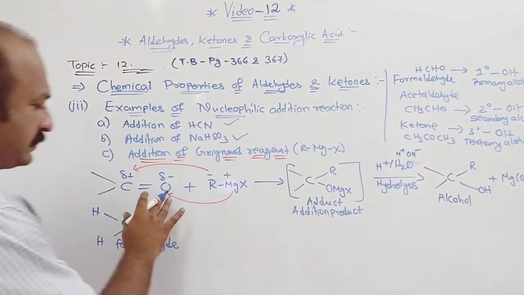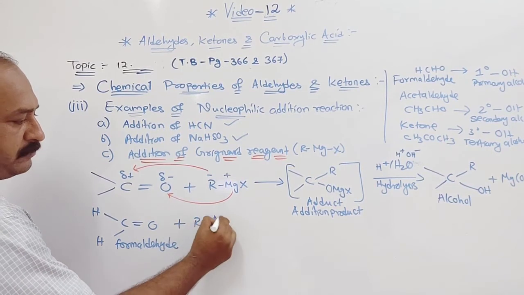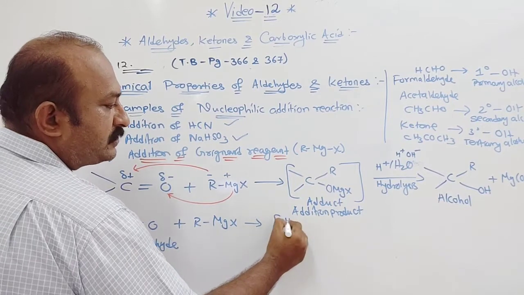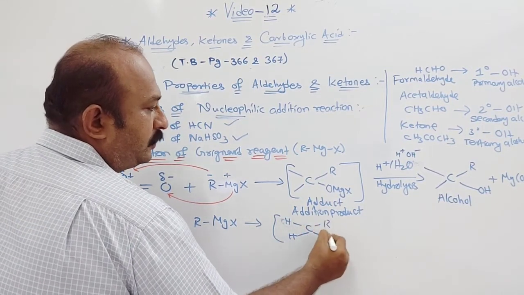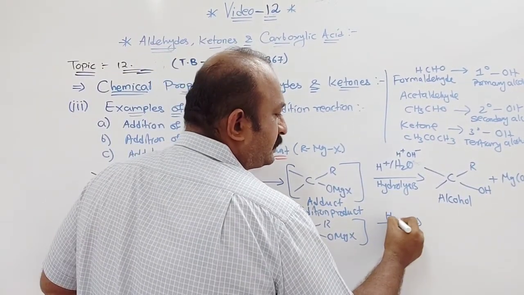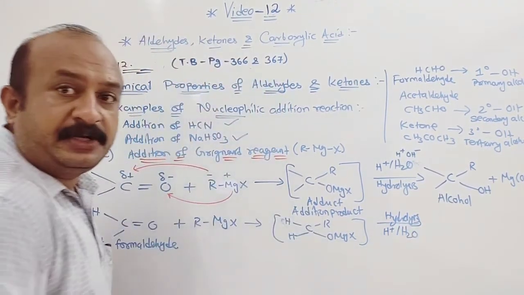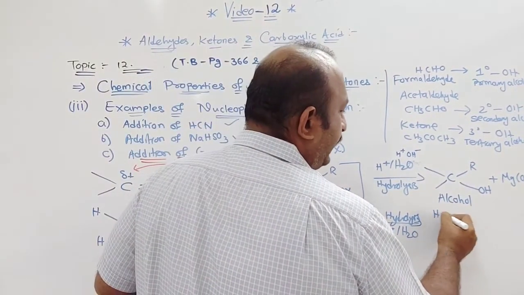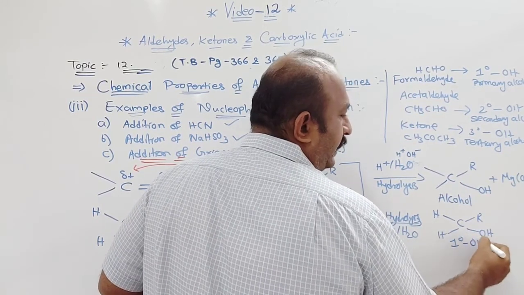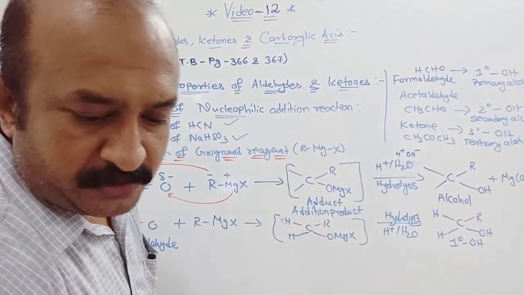Understood? Now I just write, this was a general form. Now I write like this, plus RMgX. So what will you get here? You will get HCH, here R and OMgX. This is your addition product. On hydrolysis, hydrolysis means H plus H2O, acid catalyzed hydrolysis, you will get HC, here H, here R and OH. So this one is your primary alcohol. Which alcohol? Primary. Understood?